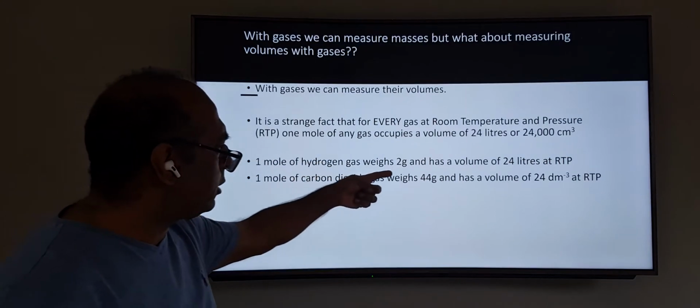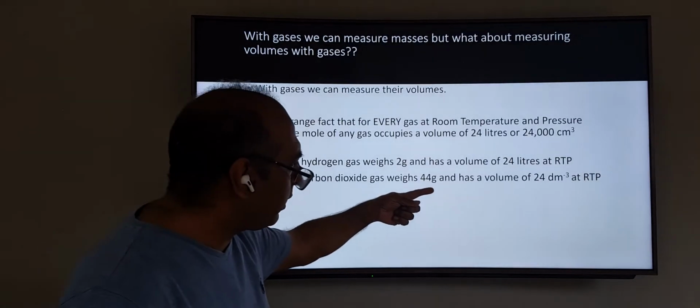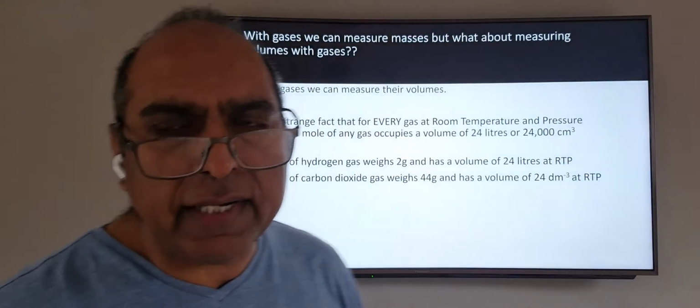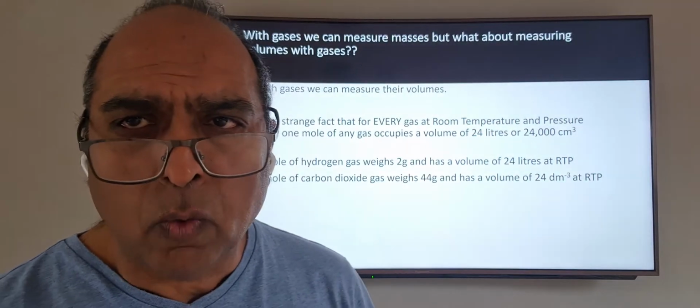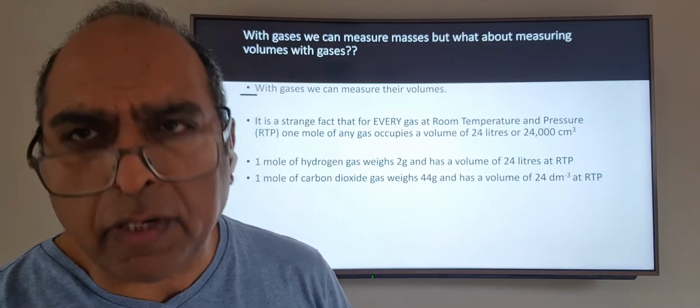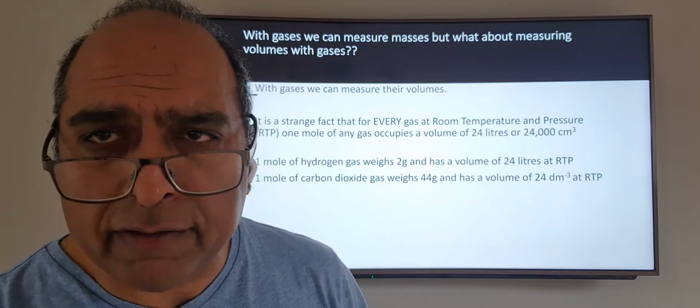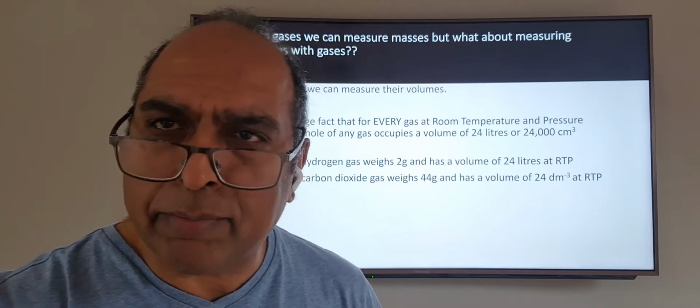A mole of hydrogen gas weighs 2 grams and has a volume of 24 litres. A mole of carbon dioxide gas weighs 44 grams, but it's still got the same volume. What we're trying to say is that 1 mole of any gas weighs a different amount each time, but they will all have the same volume, 24 litres, at room temperature and pressure.